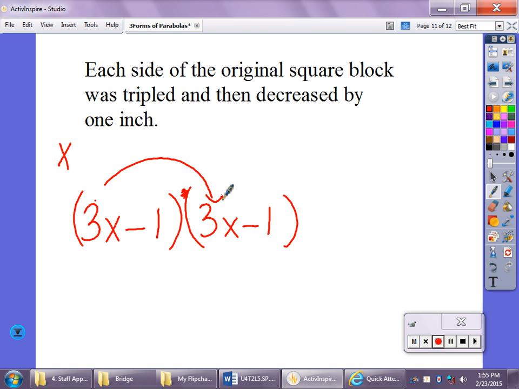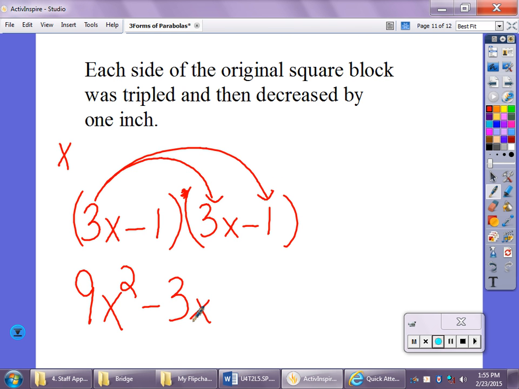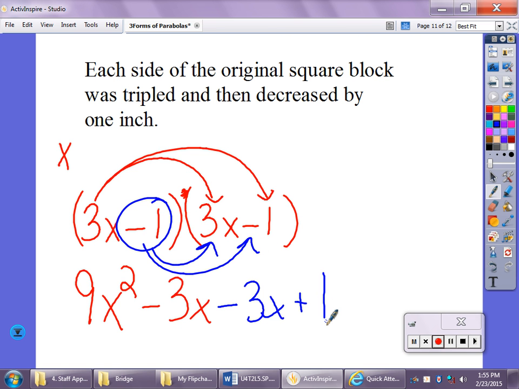Okay, 3 times 3 is 9. The x times the x is the x squared. 3 times negative 1 is negative 3x. Then I come back and we're going to do, this time I'm going to share negative 1. Negative 1 times 3x is negative 3x. Negative 1 times negative 1 is positive 1. Remember, when adding or subtracting, if the signs match, you're going to add. So I get 6. Keep the sign as negative. So 9x squared minus 6x plus 1.